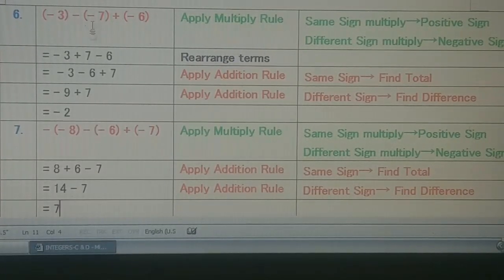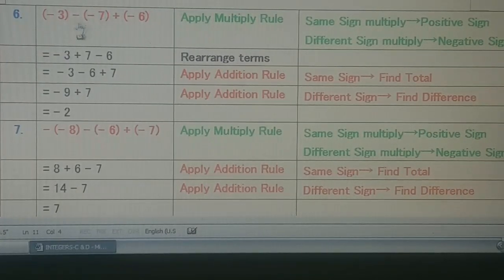Between 3 and 7 there are two signs, minus and minus. Between 7 and 6 again there are two signs, plus and minus. Now two signs between two numbers are not allowed. We have to remember, we have to remove one sign. Between 3 and 7 there should be only one sign. So when there are two minus signs and the bracket is there, we apply the multiply rule.